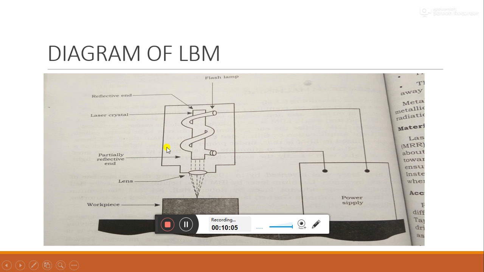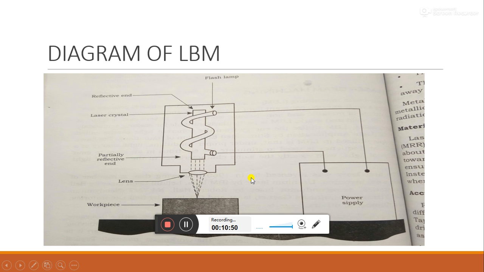You just need to draw this diagram, and this is the flash lamp to energize the lasing material, and reflective end means the area where the beam intensity is amplified, and the partial reflective end is the end from where we can take the laser beam, and it passes through a lens, and using this lens it is focused on a particular point. In the partially reflective end we can actually control the laser beam intensity inside the laser itself. The quantity of laser beam can be controlled in the partially reflective end itself.